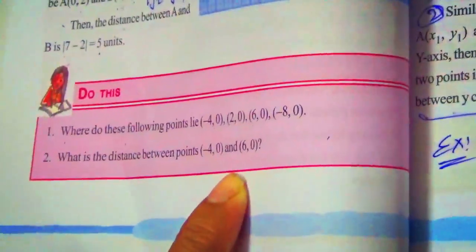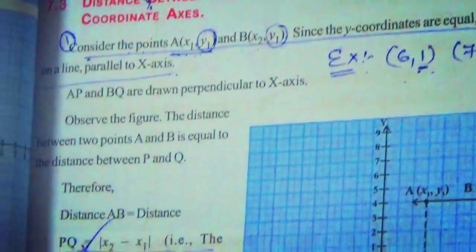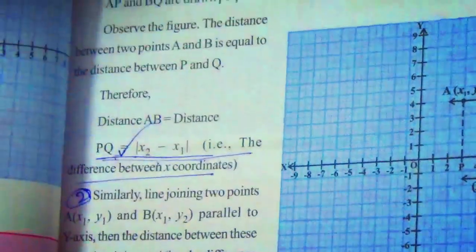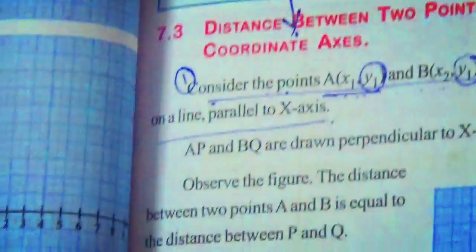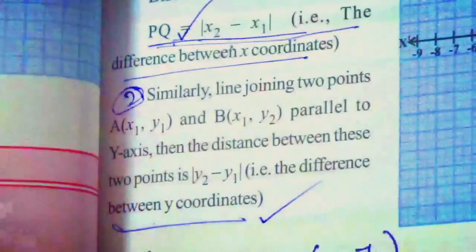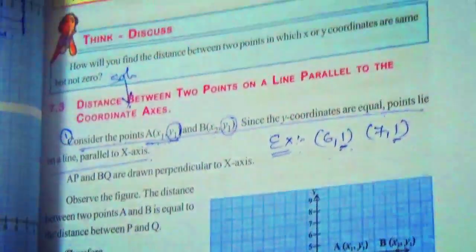If the y coordinates become 0 in both points, then also the formula is the modulus of x2 minus x1. If the y coordinates are the same, the formula is the modulus of x2 minus x1 itself. And if the x coordinates are 0 in both points, or if the x coordinates are the same, then the formula is the modulus of y2 minus y1. Just a reminder, we have examples on these 2 cases on the next page.